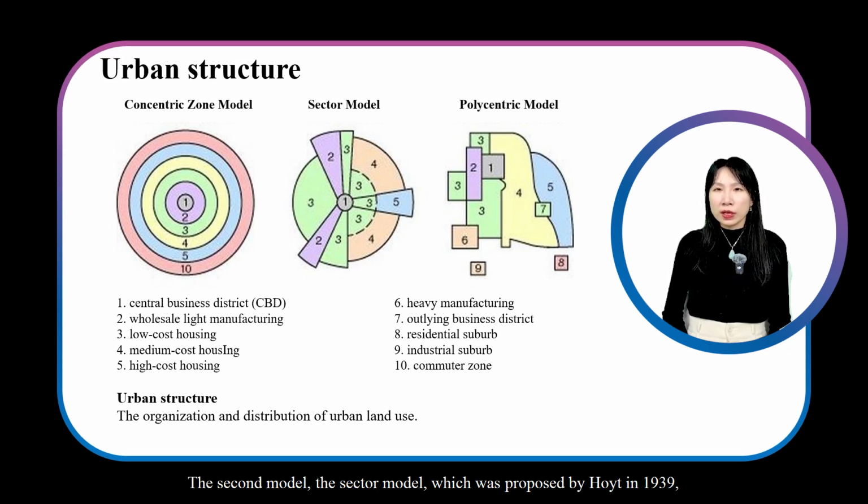The second model, the sector model, was proposed by Hoyt in 1939. He believes that the development of cities is fan-shaped rather than ring-shaped. This model emphasized that some areas of the city are more attractive to various activities, whether by chance or for geographical and environmental reasons. As the city grows, this activity will expand outward to form fan-shaped areas. If an area is set up for high-income housing, then new development projects in the area will also expand from the periphery.